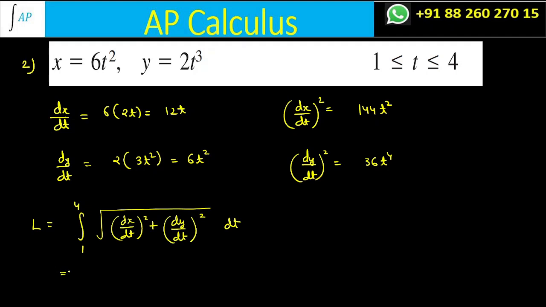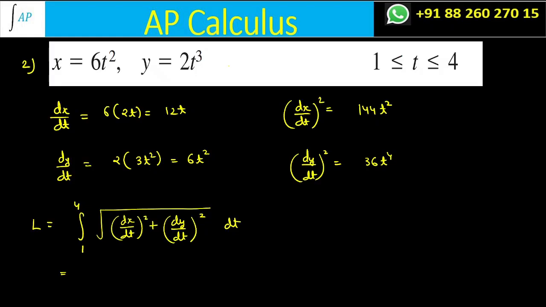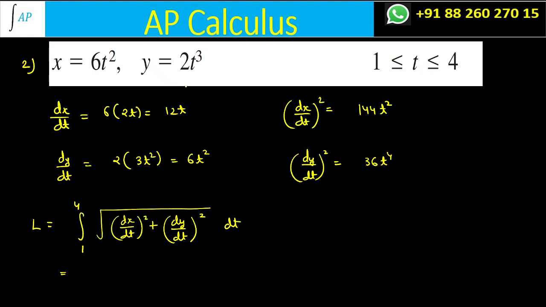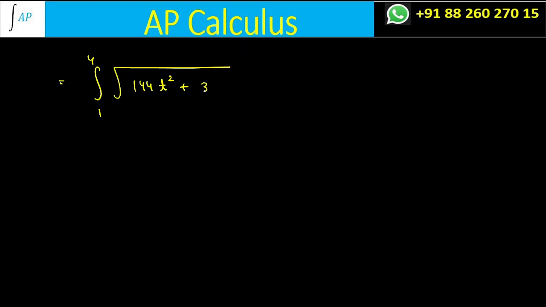So if we substitute inside this integral, we'll say integration from 1 to 4, dx over dt whole square is 144 t square plus dy over dt whole square is 36 t to the power 4. Now for this one we need the calculator. If you simply put this integral in the calculator, it will directly give you the answer as 156.5247. This is the length of the curve.